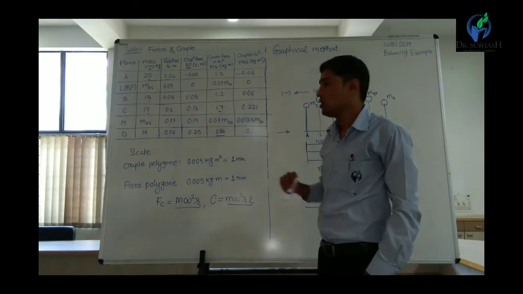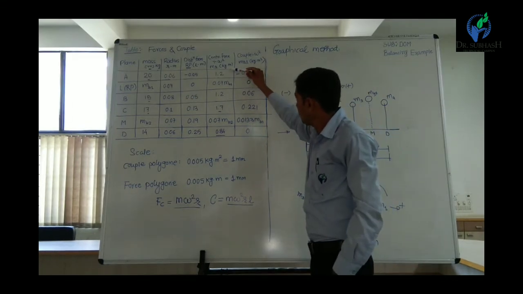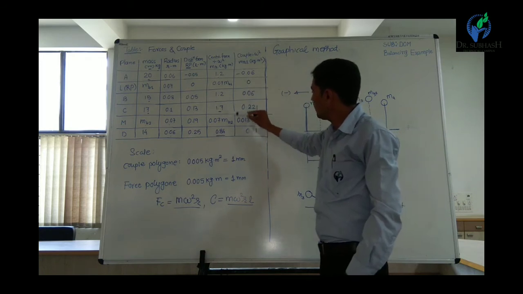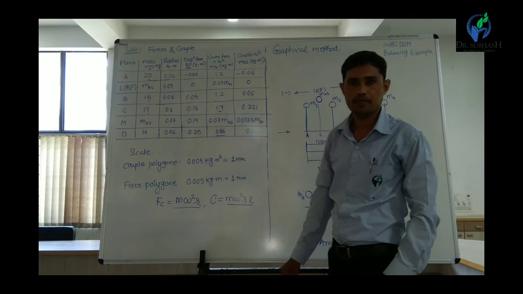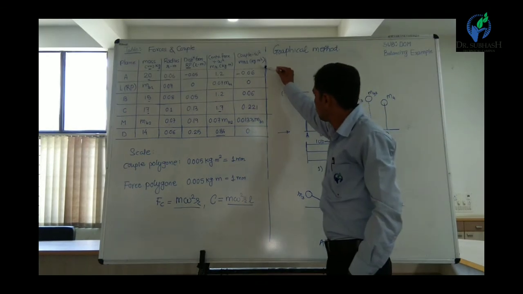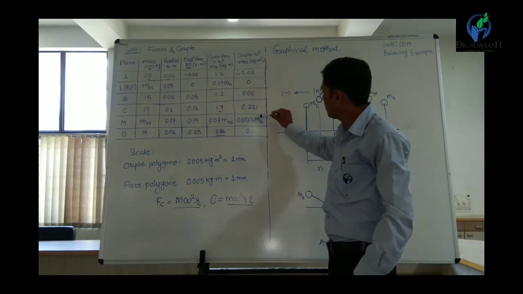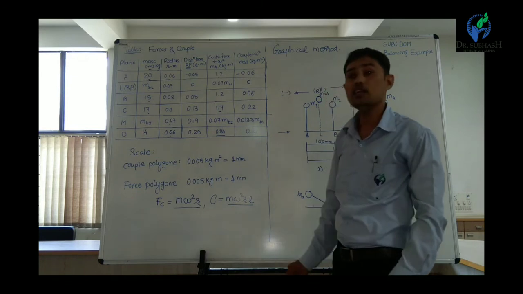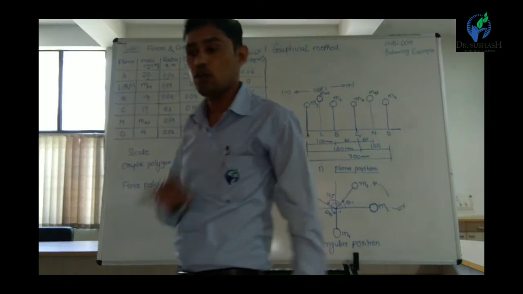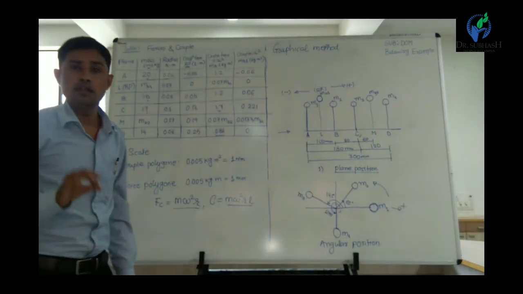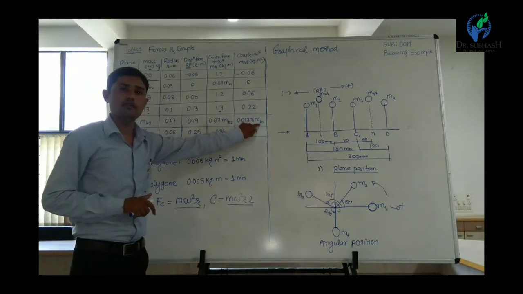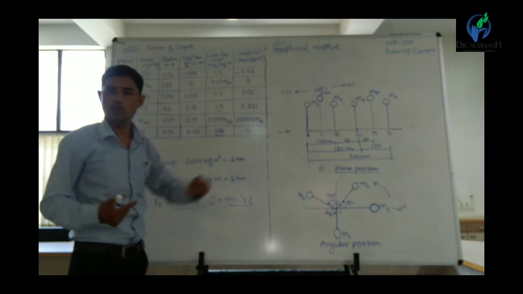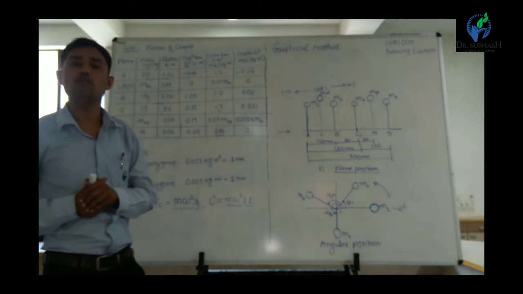number of unknowns. So if we see the column of centrifugal force, then we can clearly see that there are MB1 and MB2. There are two unknowns. If we see the column of couple, then we can say that only MB1 is unknown. So first of all, we draw a couple polygon. If we draw a couple polygon, then we get MB1. After drawing the couple polygon, we will draw the force polygon.